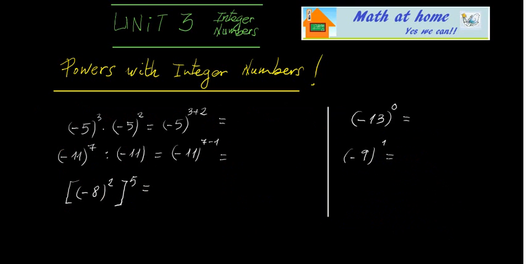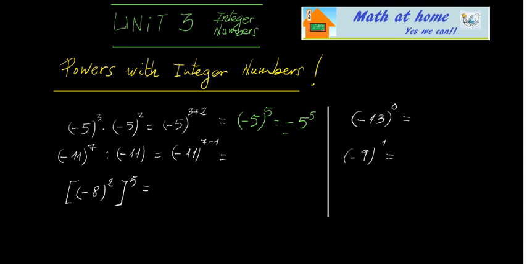And what happens with the multiplication of powers with the same base? We operate the same as we did with natural numbers. When you multiply two powers with the same base, we leave the same base and add the exponents. Then this is minus 5 to the power of 5, which you know is a negative result. So it's the same as minus 5 to the power of 5 with this negative sign.